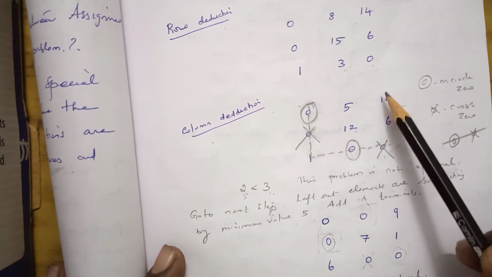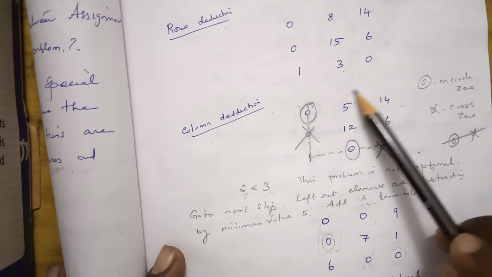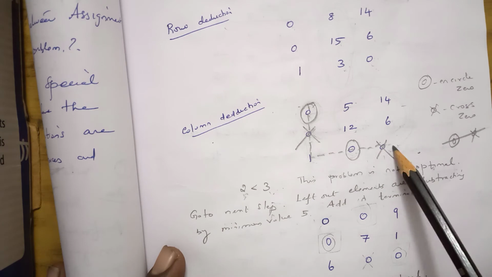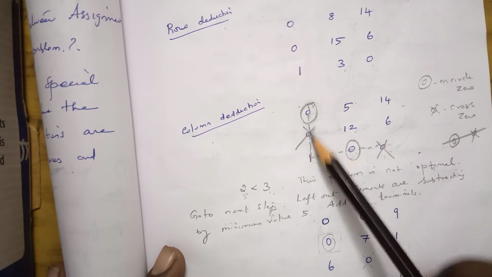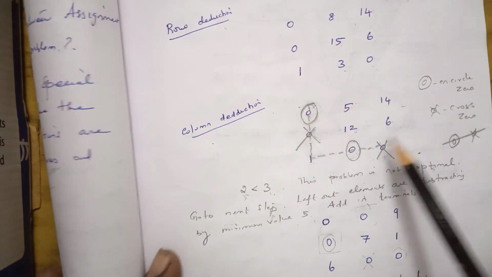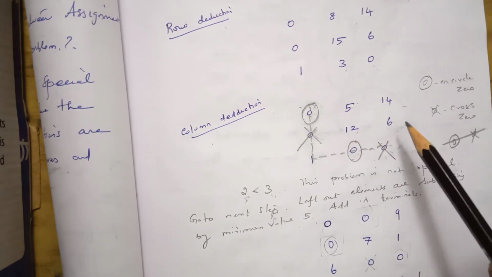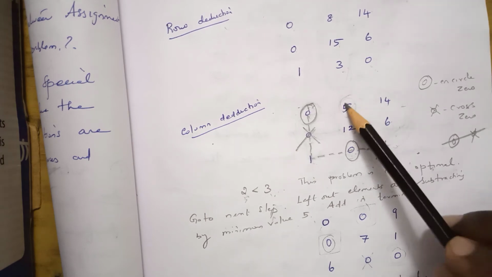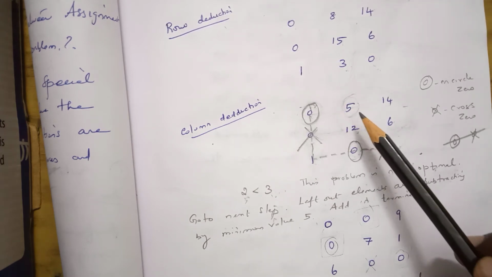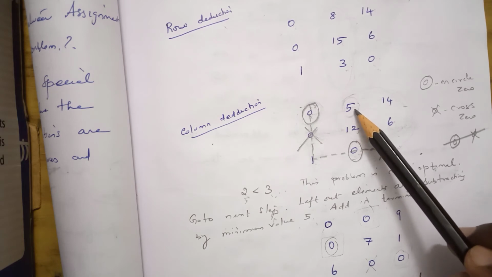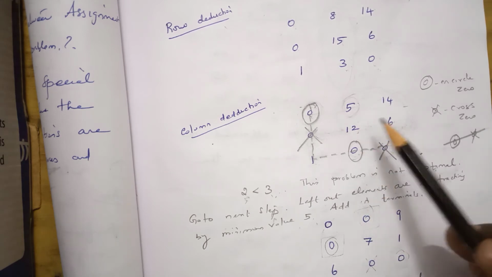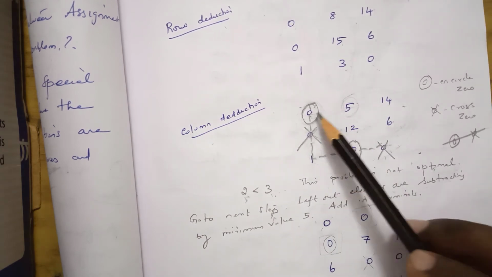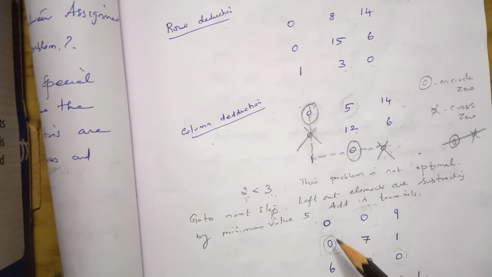Go to the next step. In this step, 4 values are left out in this assignment. These 2 rows and columns are covered, but these are uncovered elements. The uncovered elements are 5, 14, 12, 6. Among the uncovered elements, which one is the minimum value? 5 is the minimum value, so we have to choose 5. All the values are diminished by 5. Zero is already covered, so we put 0.